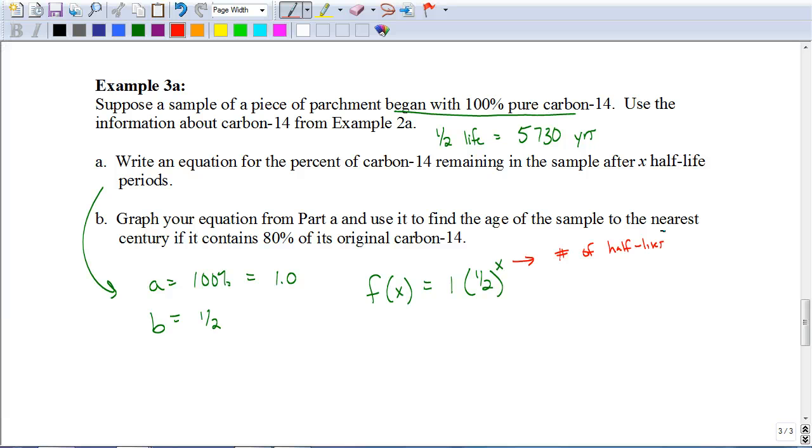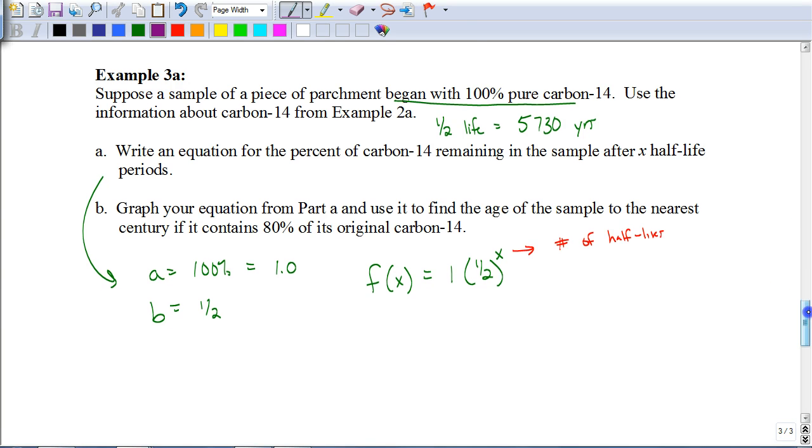Okay, so that's part A. Part B says to graph your equation for part A and use it to find the age of the sample to the nearest century if it contains 80% of its original carbon-14.